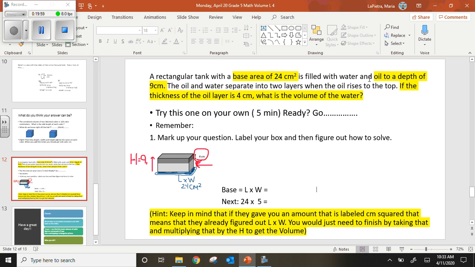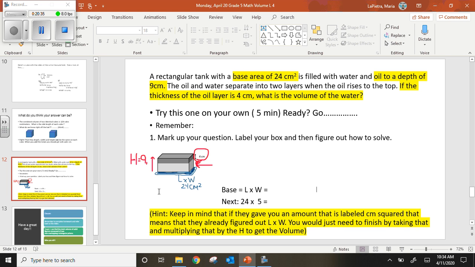It's filled with water and oil to a depth of 9 centimeters. When they say depth, they mean how deep it is. So that would be your height on the side. So that's why I have the height marked 9 with the arrow going up. So from the bottom to the top, that is 9. And they told us when the oil and the water separated that the oil went to the top. So this darker section here is the oil, and they said it was 4 centimeters. You see that little part right there that I've circled in red.